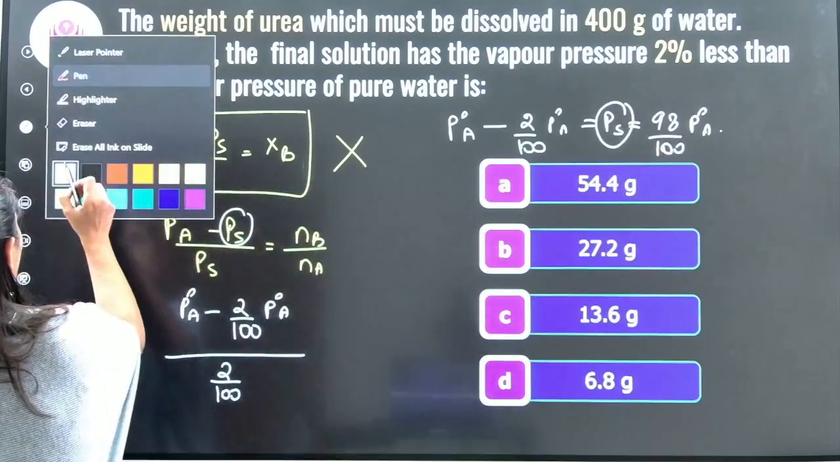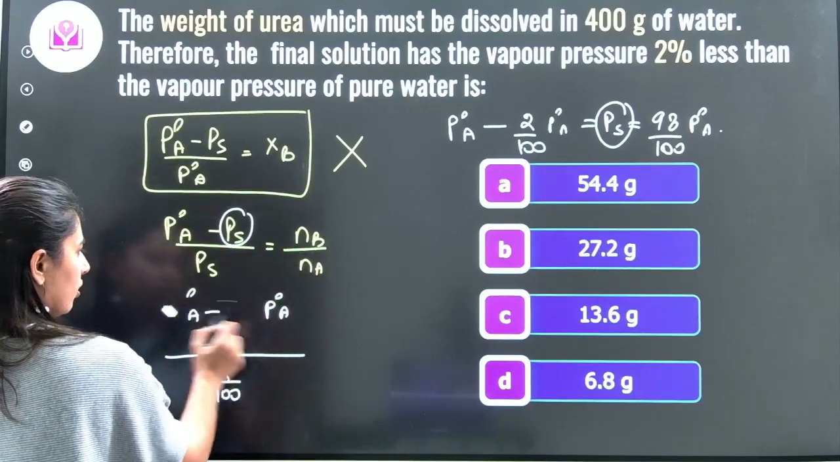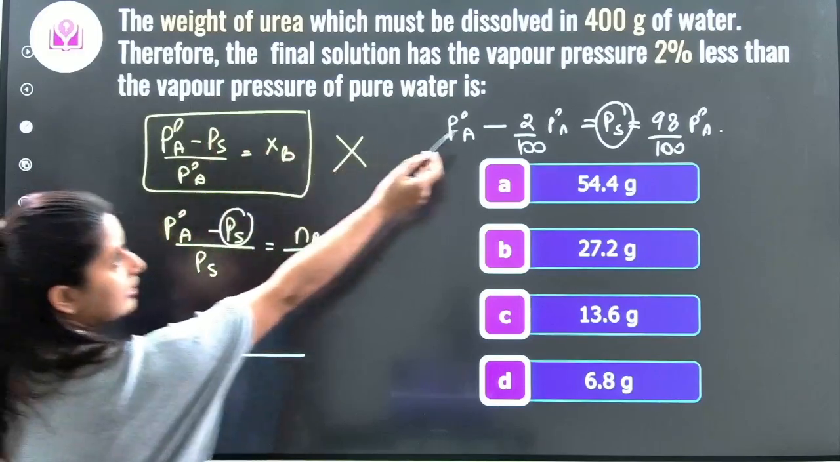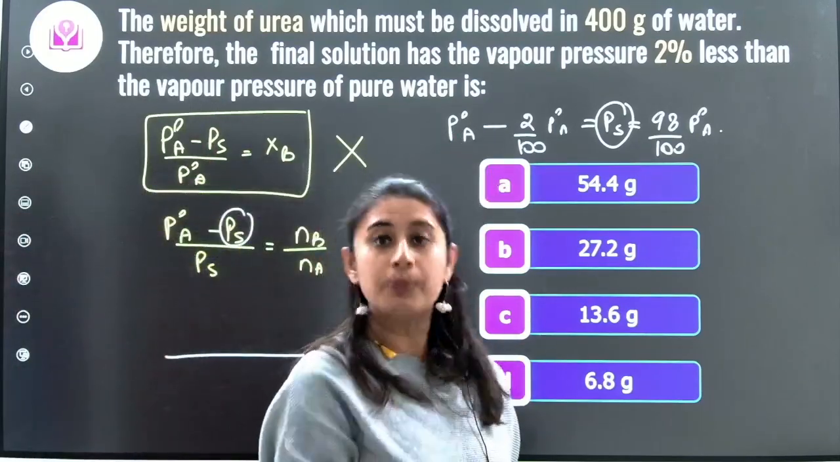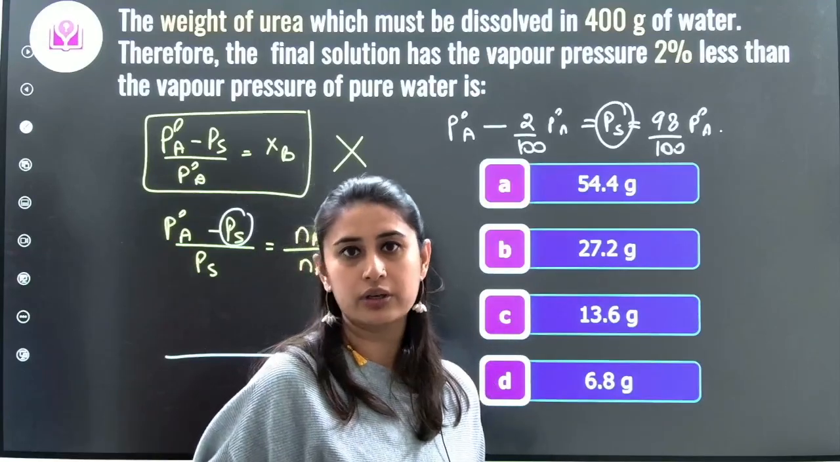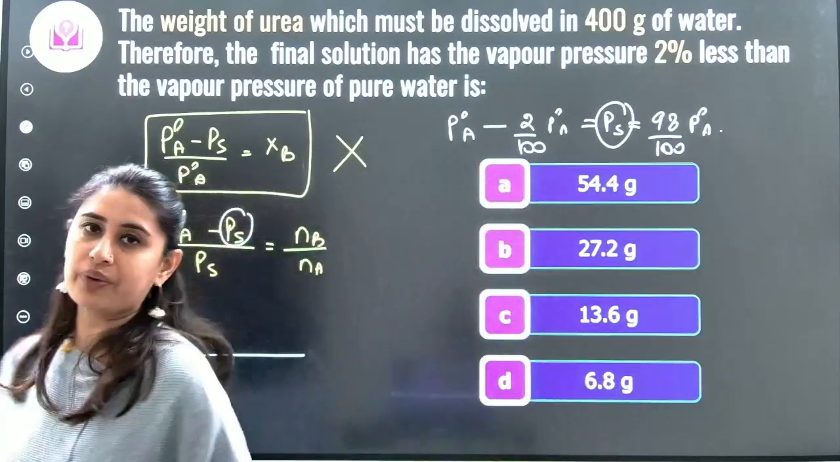So that is where it goes wrong. Sometimes we just do this, and this is actually the opposite. So let me write it out. It's not saying that the pressure is 2%. It is 2% less than the vapor pressure of the pure water. So I've also shown you what might go wrong. Keep that in mind: read the language of the question carefully.